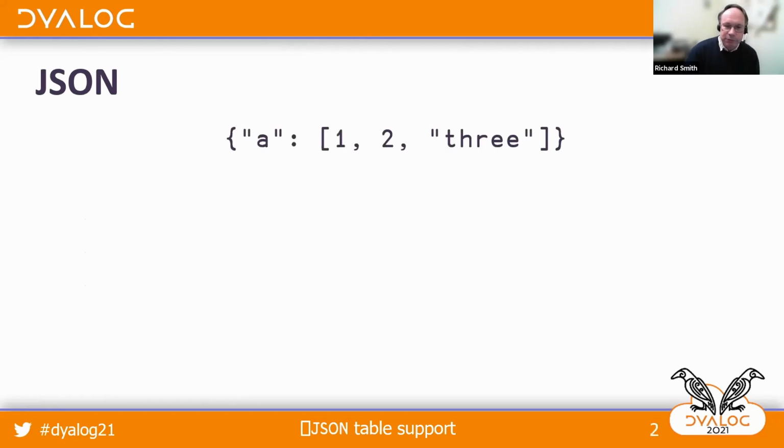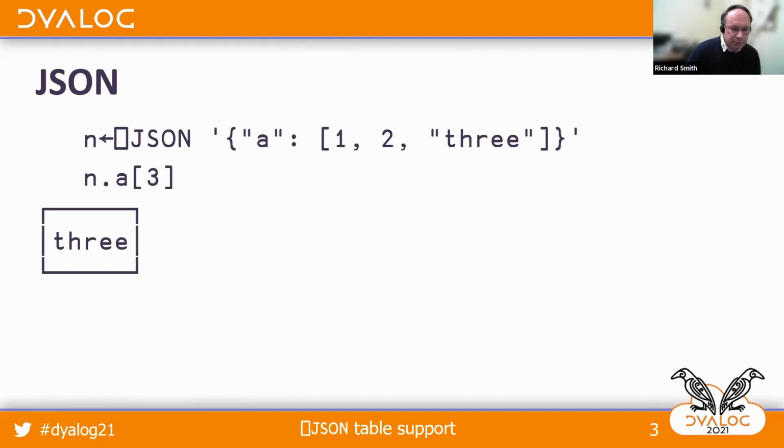So here's an example of some JSON, and you can see that these braces indicate that we're defining an object, which in APL terms is a namespace, and within it there's a single item called A, and that defines an array, which in APL terms is purely a vector, and it contains 3 items: a numeric 1, a numeric 2, and a string 3. In APL, you can present that as a character vector to Quad JSON, and it will create the data described, which in this case will be a namespace. And in it, there's an item called A, and the third element is a character vector containing 3.